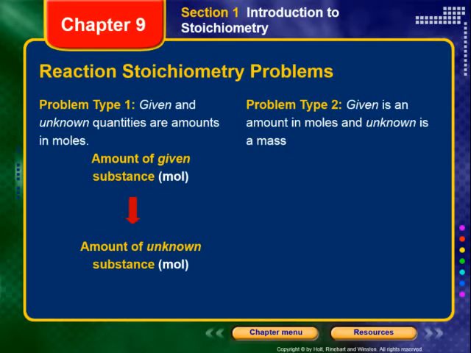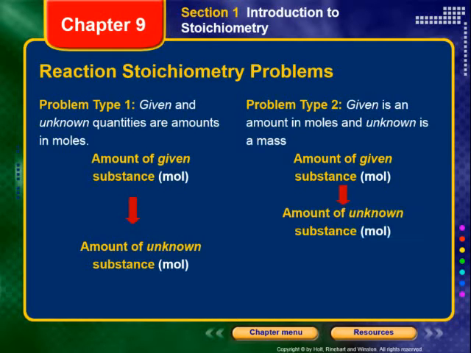Another problem type, I should say. The given is in moles, but the unknown is in mass. So what we'll do there is we'll go from the moles of whatever is given to the amount of the unknown in moles. And then from the unknown in moles, we'll go to the mass of the unknown in grams. And so in problem type 1, we'll simply be using the mole ratio. That is how we'll do that one conversion, that one step.